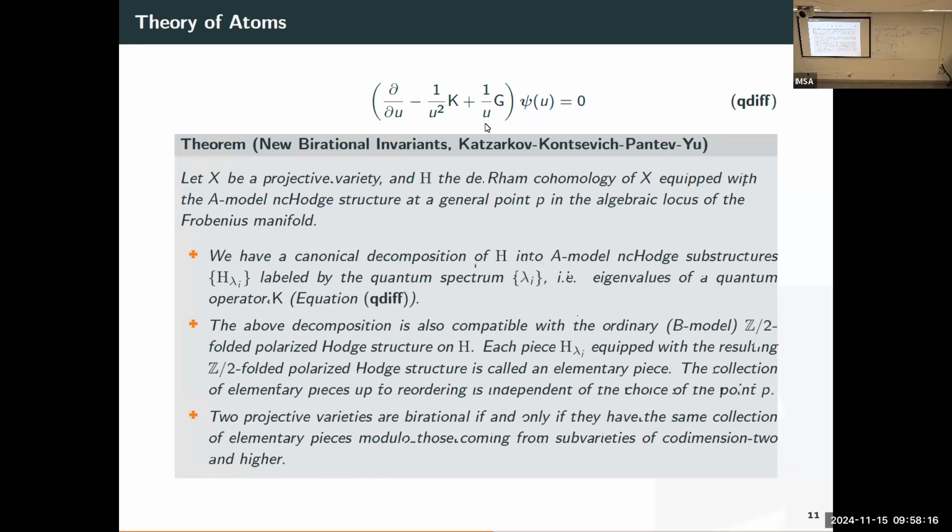All right, so this is our savior, the quantum differential equation. Instead of looking at the Landau-Ginzburg model, we forget about them, and we just look at the data coming from this quantum differential equation. So let's stay with our favorite three-dimensional funnel, that is the three-dimensional cubic. And let me just tell you what this K and G are in this case.